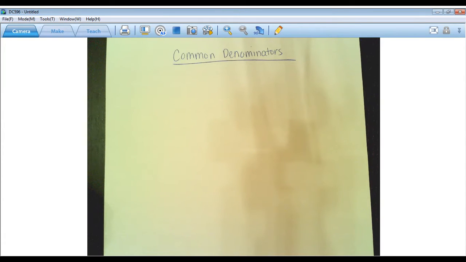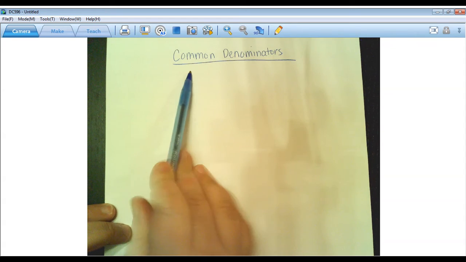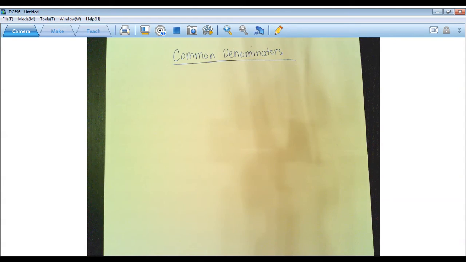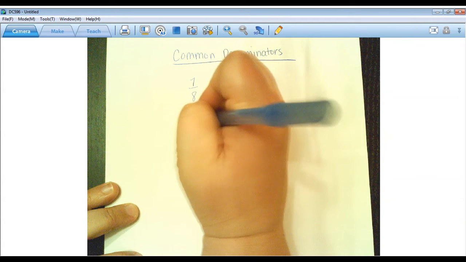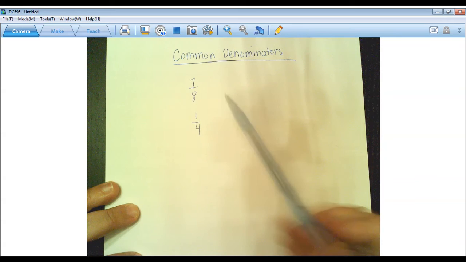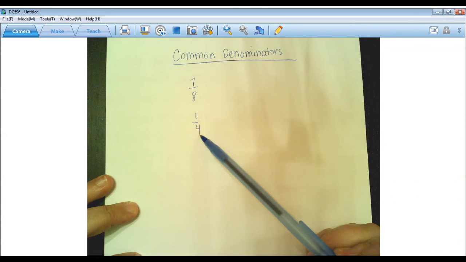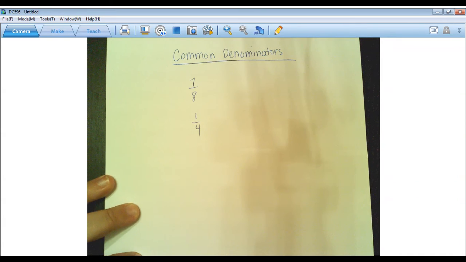Hi guys, today we are going to talk about finding common denominators. So we know the word common means the same, and denominator is the bottom half of a fraction. So if I were to take a look at these two fractions, right now our denominators are 8 and 4, which means that I could not add or subtract these fractions as they are. It would be like adding apples plus bananas.